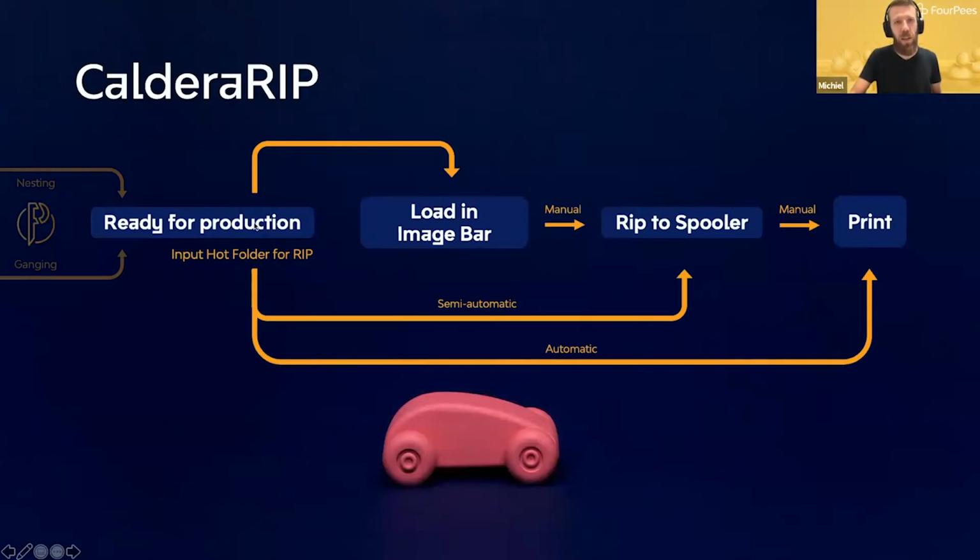So the next car is the RIP. These files come in from this nesting and ganging part from Prime Center. They are inside the input folder, and here again, we have multiple options. We could take it easy and just have those files be loaded into our image bar, because the printers like to keep control, right? They want to see the files in their image bar and they want to say, okay, I would like to print this file now. I want to load it into my printer. I want to choose my material. I want to say, okay, we're going to get this running. That's good. You can keep control.